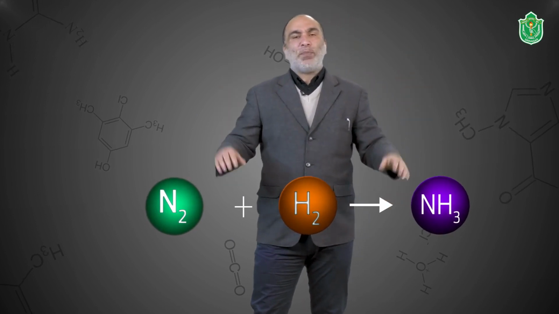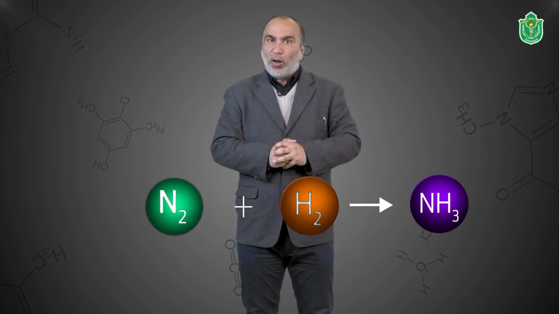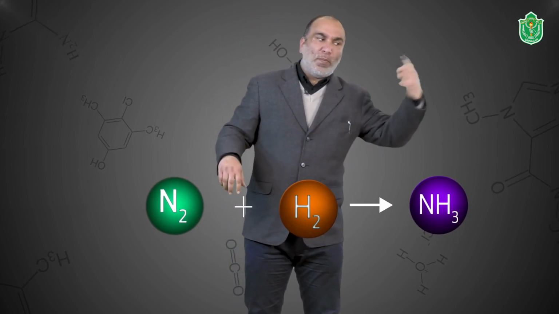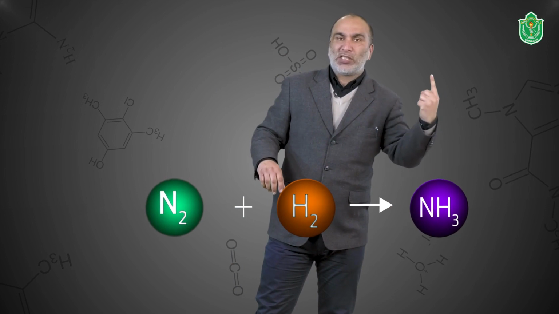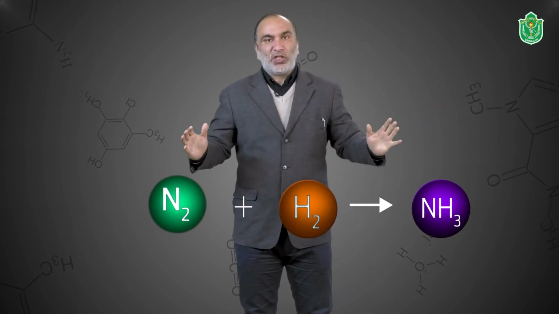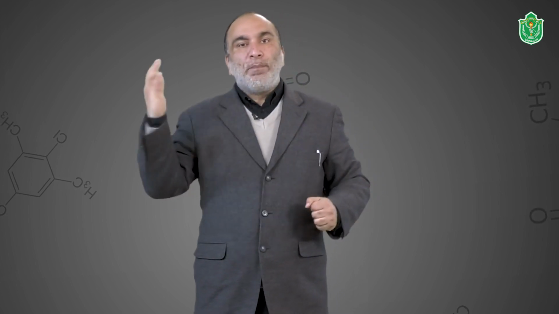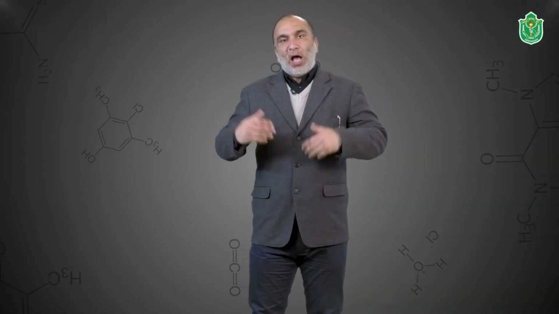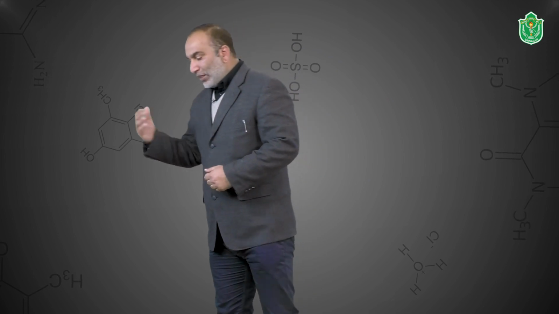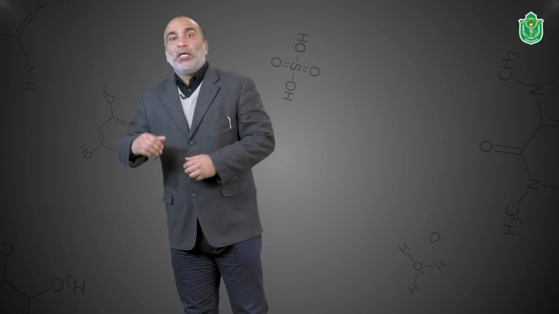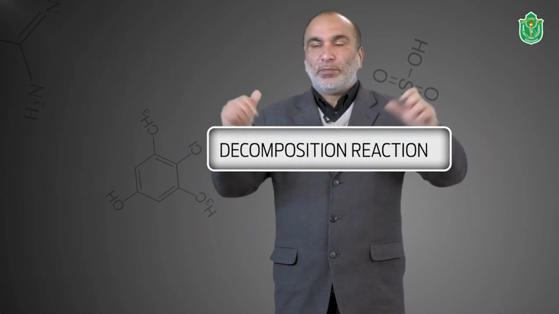In all these examples, in all these reactions, we saw two reactants combine together to form a single product. Such reactions in which two or maybe more than two reactants combine together to form a single product are called combination reactions. Now after combination reactions, we'll be discussing one more type of chemical reaction, that is decomposition reaction.